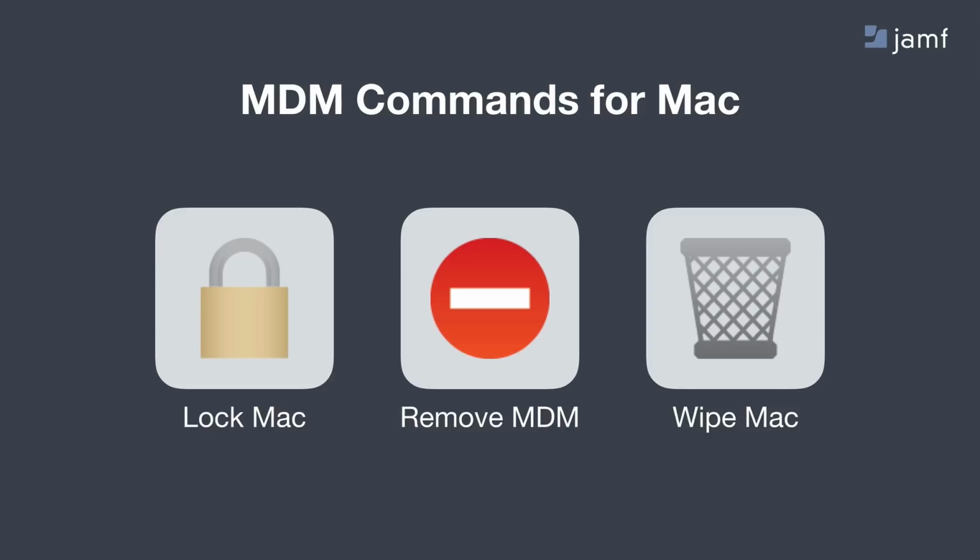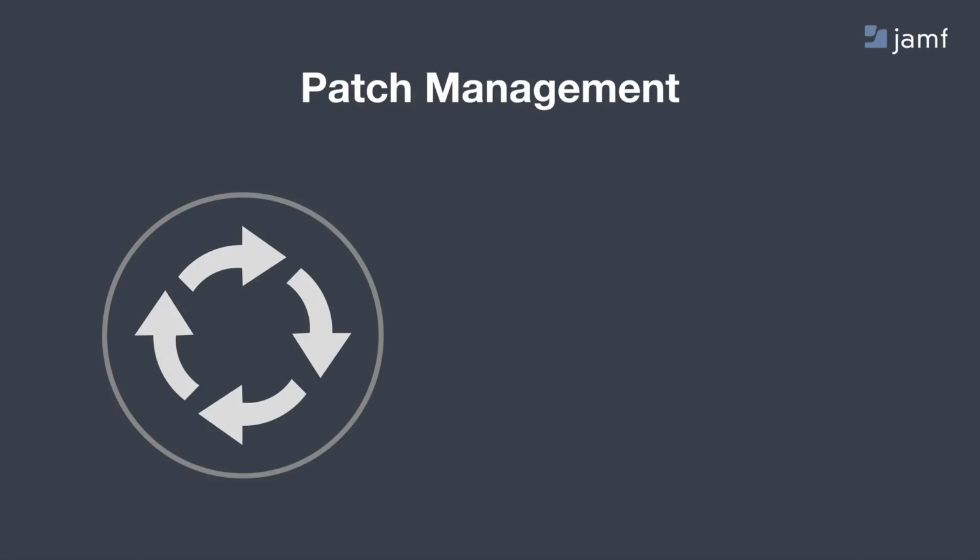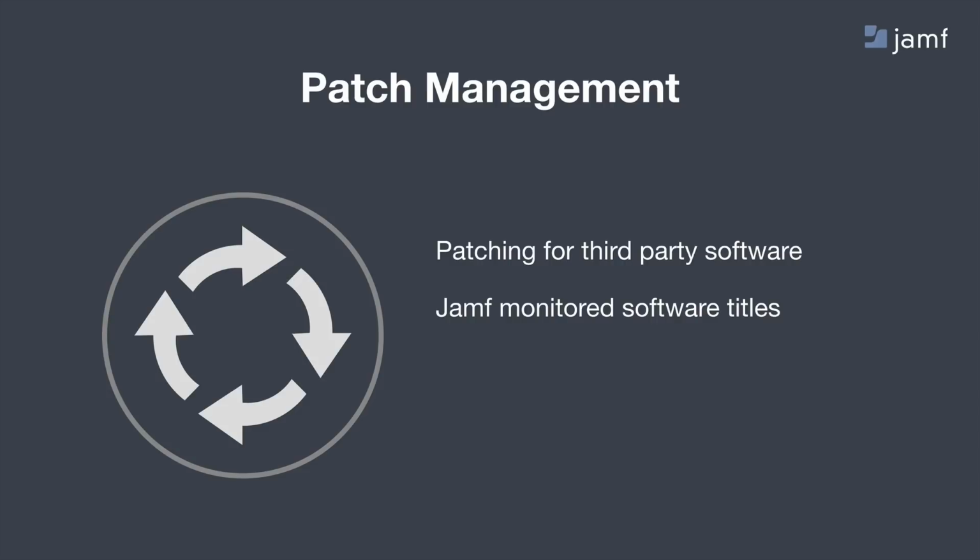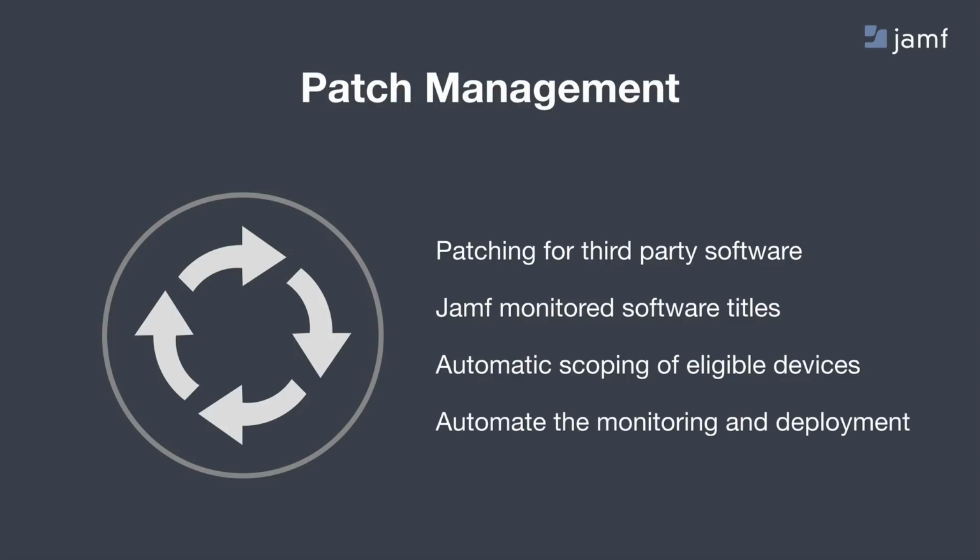So settings is one part of security. The other part of security is keeping things up to date. And that's why we also have a patch management engine built into Jamf. And this patch management engine lets you do a lot of great things. It's patching for third-party software. And it's software titles that we actually monitor. And it lets you do automatic scoping of all eligible devices. So this means automatically find all of my Macs that have an old version of Word and then deploy that patch. And it helps you automate the monitoring and deployment of that.